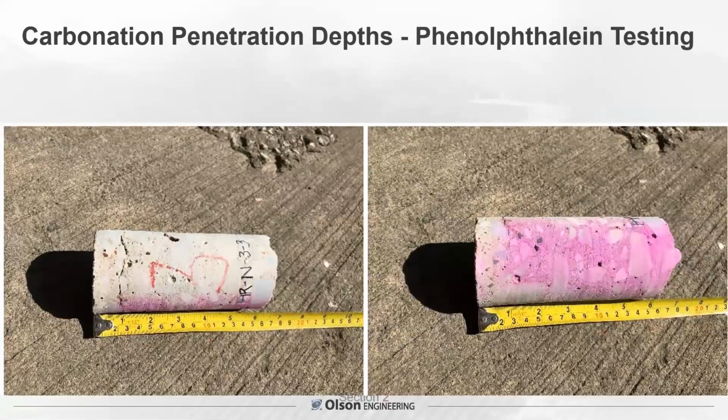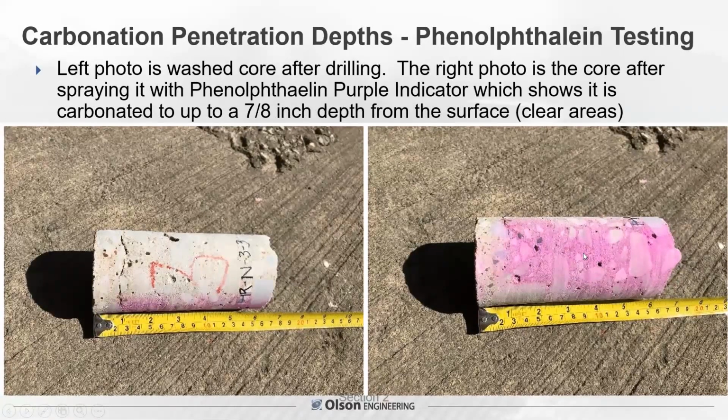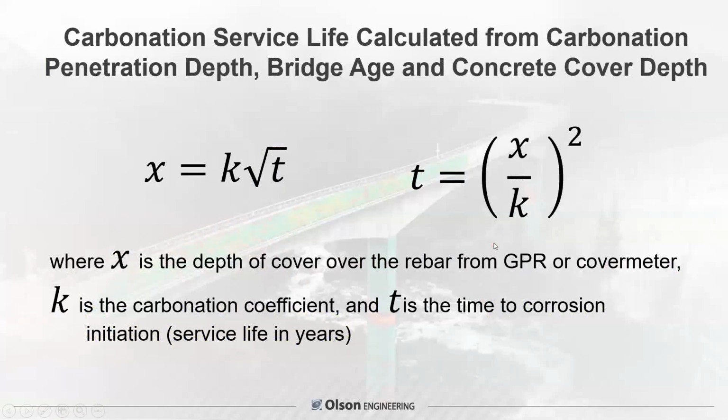So the other thing that can cause corrosion is carbonation penetration from carbon dioxide. Taking cores in the field, wash them off, spray them with a phenolphthalein testing solution. And this one was clear from the surface after spraying it to about 7/8 of an inch, which indicates the carbonation went up to 7/8 of an inch deep.